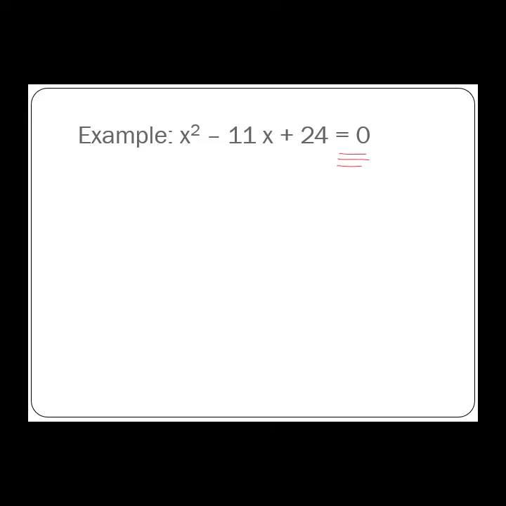Equal to 0, that's taken care of, remember, because that's going to mean we're looking for the factors to equal 0. Step 2 hasn't been done for us. It's not factored. So that's our step 2 goal.